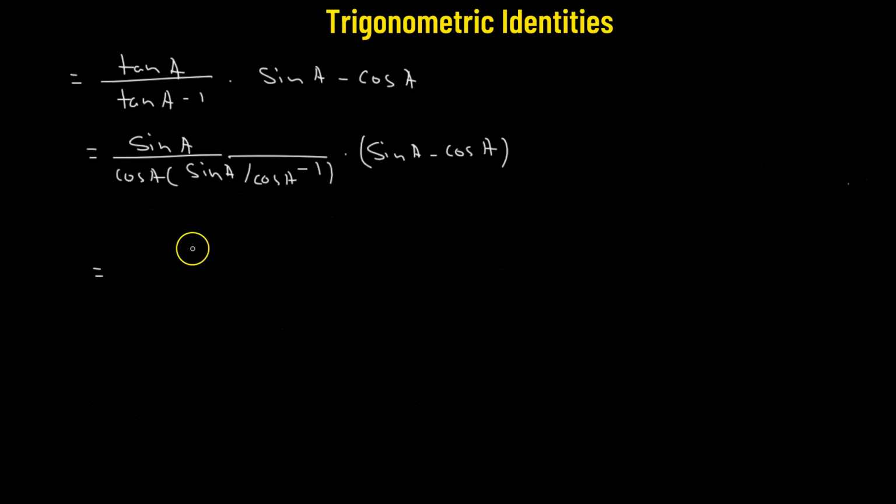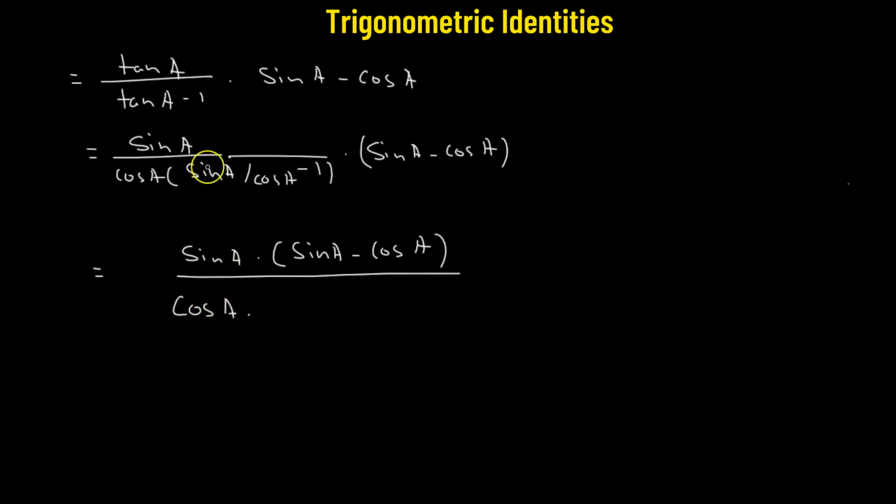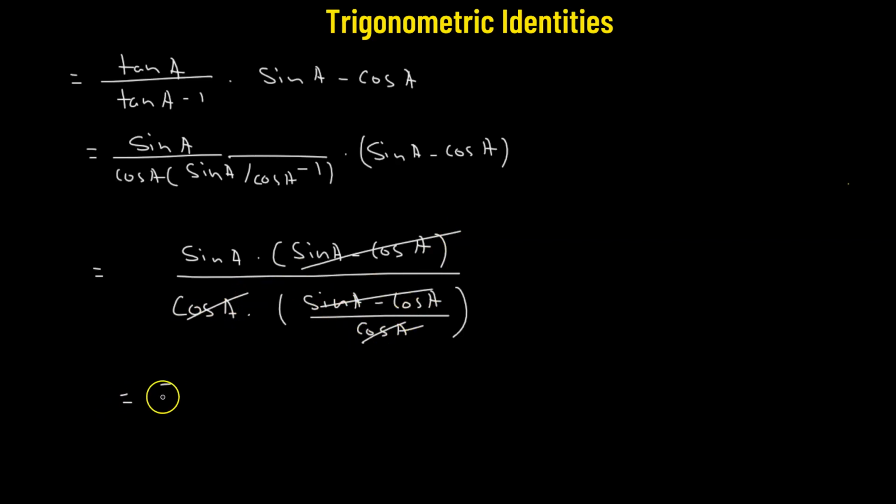So the simplification is going to give us sine A multiplied to sine A minus cosine A whole divided by cosine of A multiplied to, so we have sine of A divided by cosine of A minus 1, which can be combined to give us sine of A minus cosine of A whole divided by cosine of A. Now clearly sine A minus cosine A will get factored out, cosine of A will also get factored out, and we are left with only sine A, which is the expression on the right hand side. Hence proved.